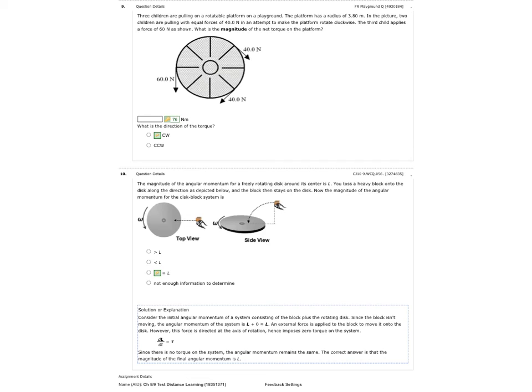This one most people did really well on. You just had to add up the torques, so it was just the net torque, and then you had to realize that this one is going that way, this one's going that way. So those are negative torques, and this one was a positive torque. The easiest way, because they're all the same lever arm, would have been just to do 60 minus 40 times the radius is the net torque.